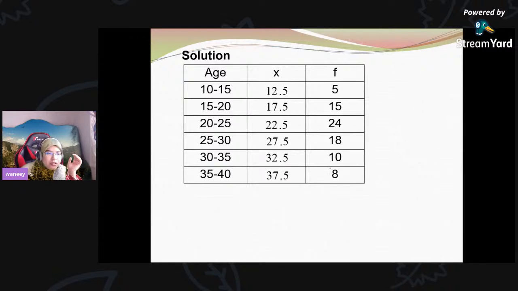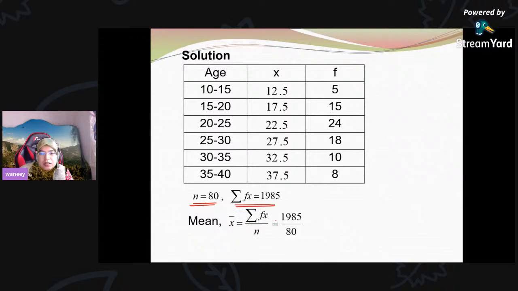In order to calculate the mean, we have to calculate the summation of fx over the total frequency. So n is equal to 80. The summation of fx is 1985. So the mean is the summation of fx over n, which is 1985 over 80. This is actually equal to 24.8. So this is the mean.